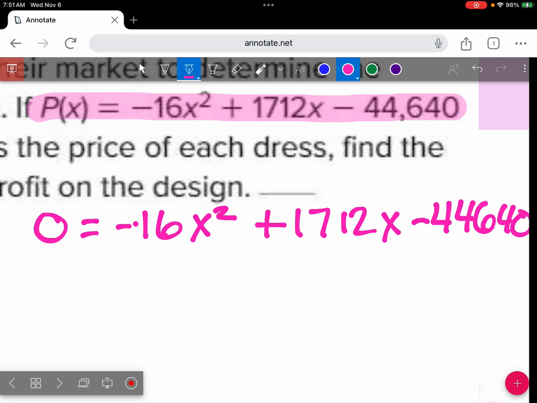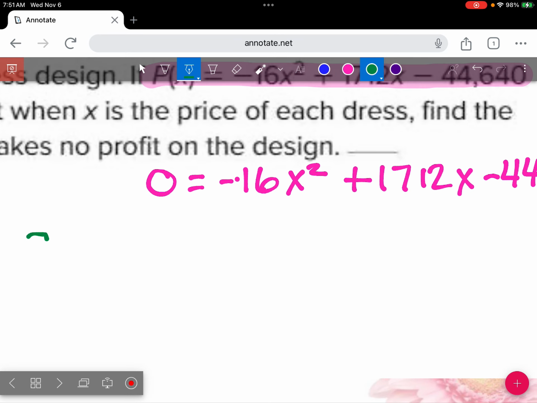So what we're going to do is try to factor this. I know Cooper already noticed it, but it does have a GCF. All of these numbers are divisible by 16. Also, when we're factoring, we don't like to have minuses on our x squareds, so I'm going to factor out a GCF of negative 16.